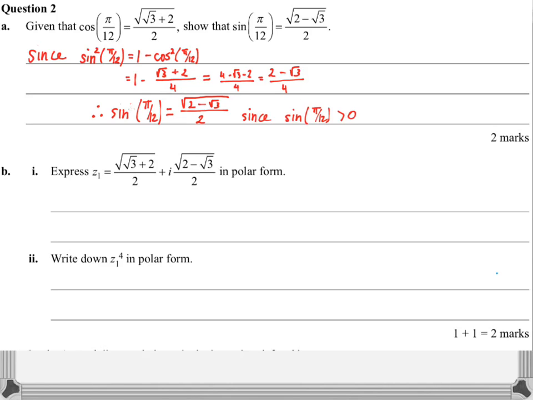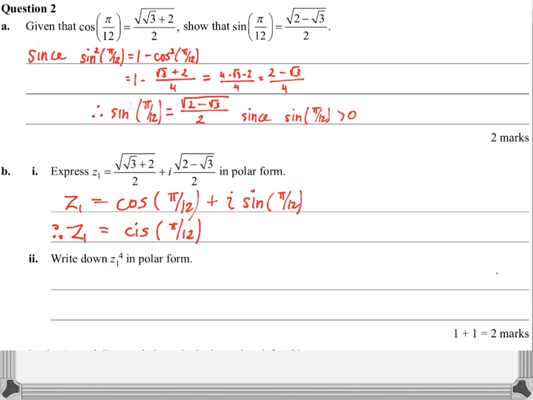Alright, part B, express this complex number in polar form. Now, if you look at the thirds given, the real part and the imaginary part, they're the same as what's given up here. That's the real part and that's the imaginary part. And we've got the cos and the sine equivalents for it. So Z1 is cos of pi on 12 plus i sine of pi on 12. Expressing that in cis form, there we go, Z is cis of pi on 12.